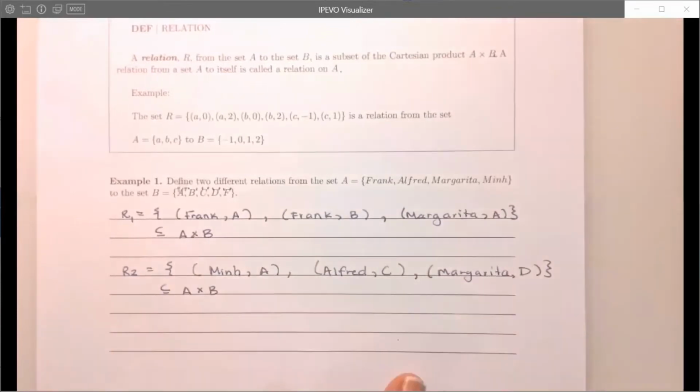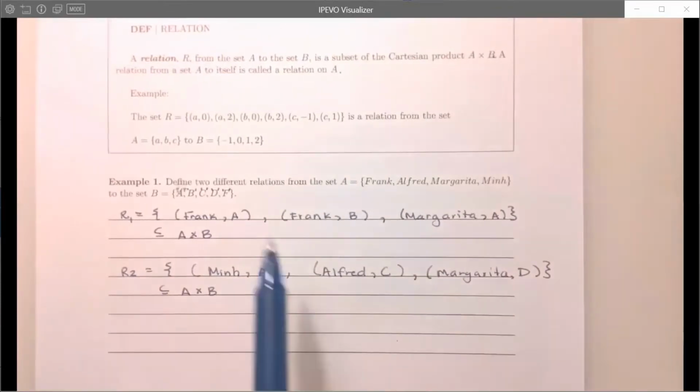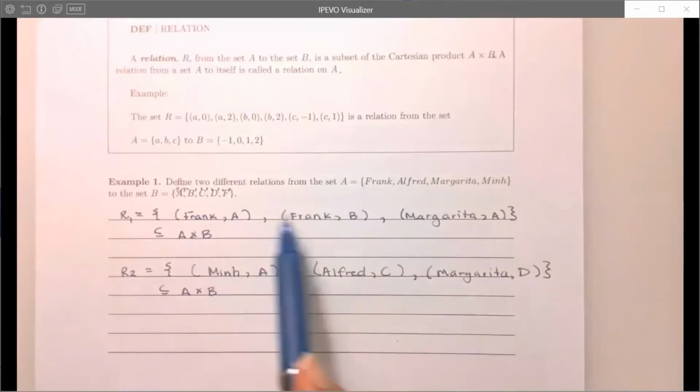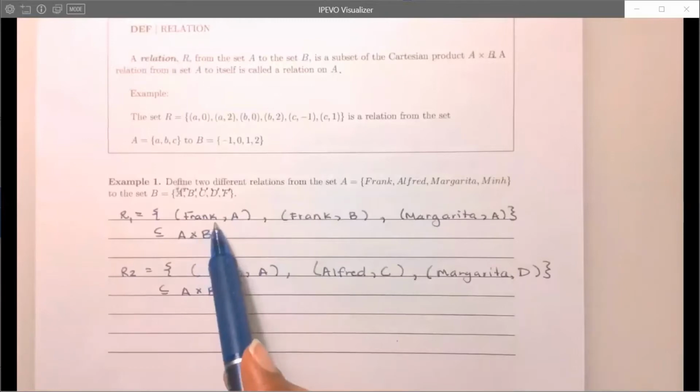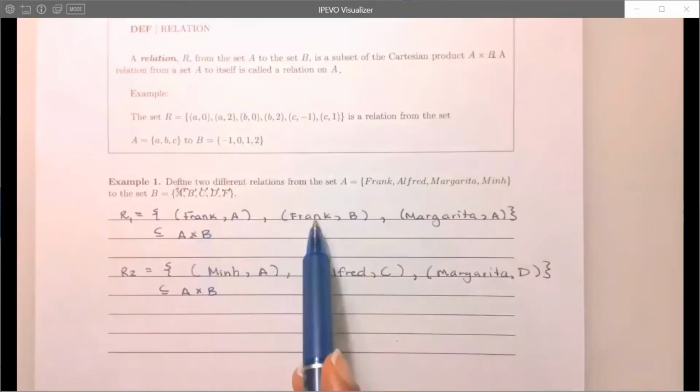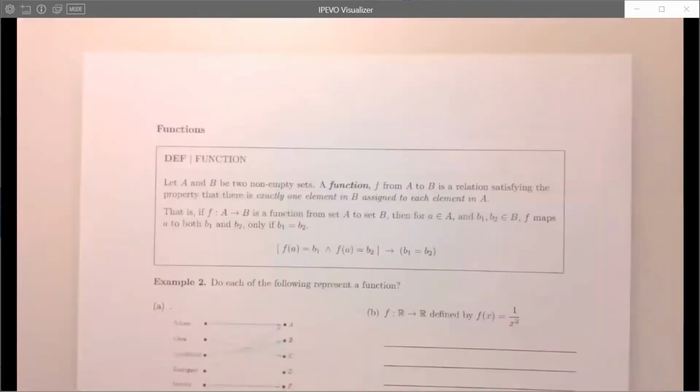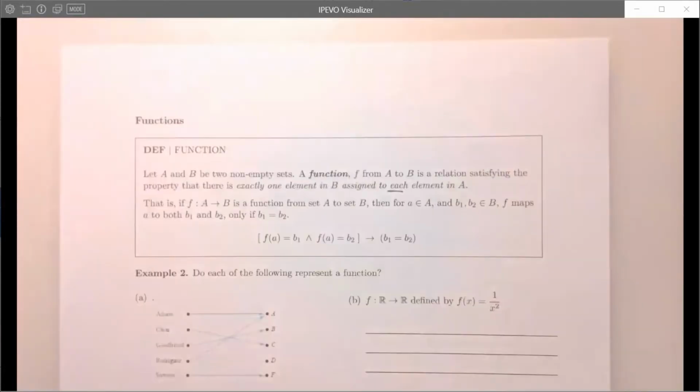Notice in the first relation that we created, we have two different ordered pairs that incorporate Frank: Frank paired with A, Frank paired with B. That's going to be the main difference between a relation and a function, which is what we're going to take a look at next. Okay, so a function, we're going to start with two non-empty sets, A and B.